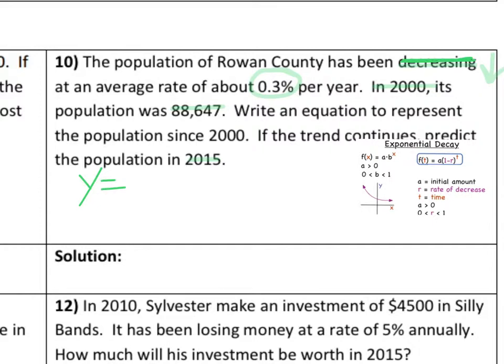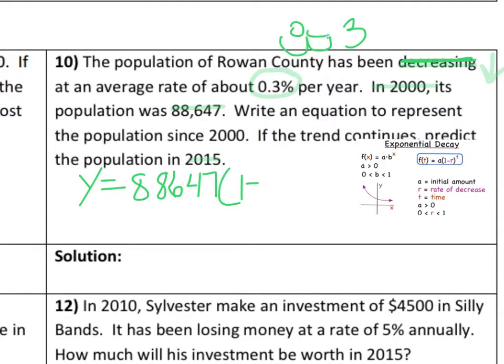All right, so the first thing it's going to ask is for an initial amount, and it said that it started with an initial amount of 88,647. Remember, that's always going to be a 1, and this is going to be a minus because we're dealing with decay, and it wants to know the rate. So if we have a rate of 0.3, when we move the decimal 2 places to the left, it's going to give us an answer.